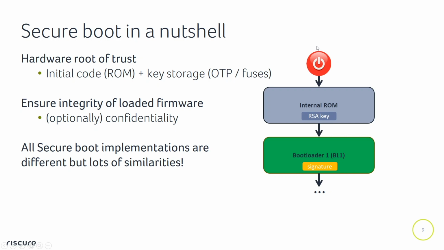We will have our hardware supporting secure boot with some internal ROM code, some initial code, that also supports some verification features. Typically, this is also accompanied by some key storage, like one-time programmable OTP memory or some eFuses. And this boot ROM, together with this key storage and fuses, will ensure the integrity of the loaded firmware. So in particular, if you look at this scheme, the boot ROM will start loading the bootloader 1, this next stage bootloader, but before executing it, it will verify its digital signature. If the digital signature is fine, then it will run the code.